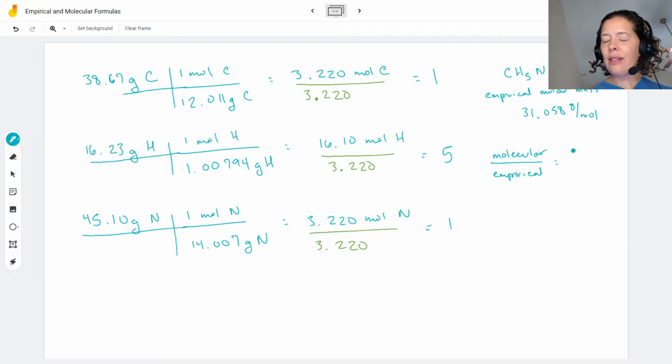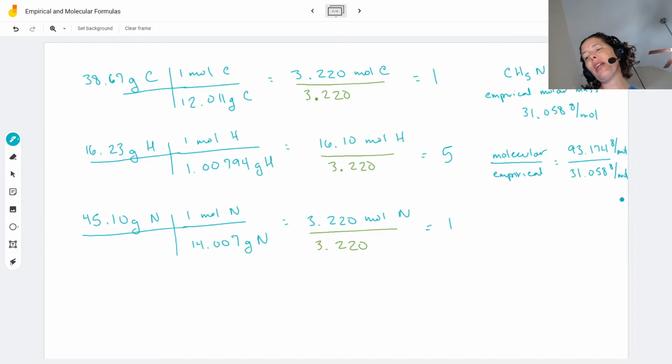And that is the 93.174. That's again from the previous page, and I just calculated it. If you're ever trying to find this ratio and you end up with a fraction, just double check and see if you need to maybe take the inverse. I have done that many times.